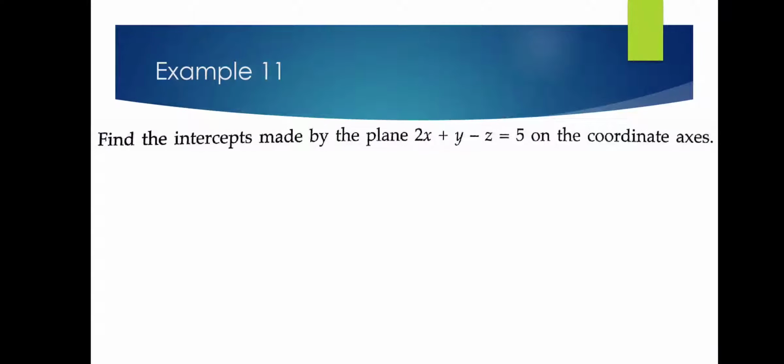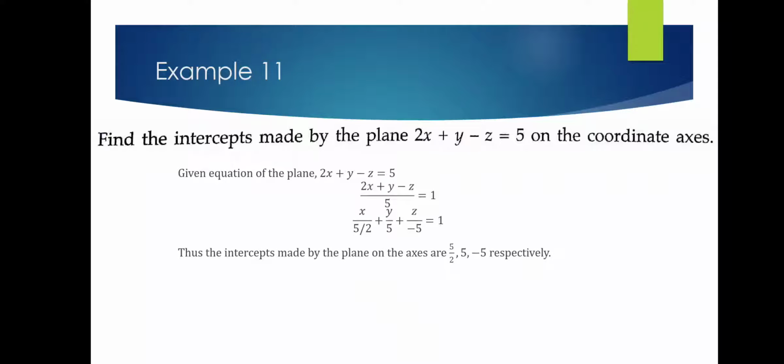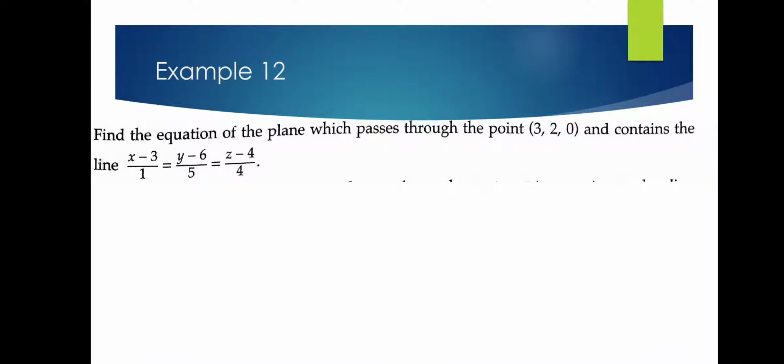Now let us take problems. Find the intercepts made by the plane 2x plus y minus z equals to 5 on the coordinate axes. Very simple problem. Divide the whole equation by 5, and if you do so, we get x by 5 by 2 plus y by 5 plus z by minus 5 equals to 1. So therefore the intercepts are 5 by 2, 5 and minus 5. Next one.